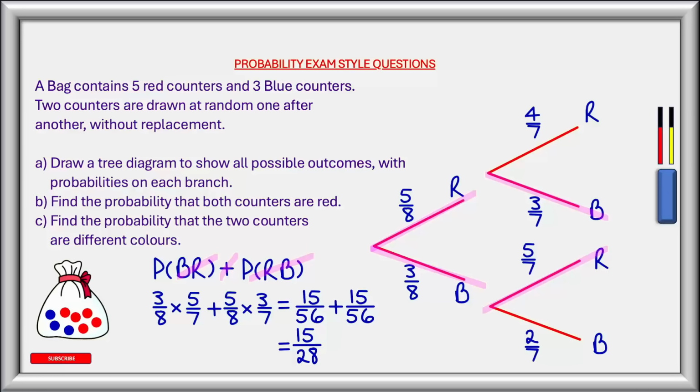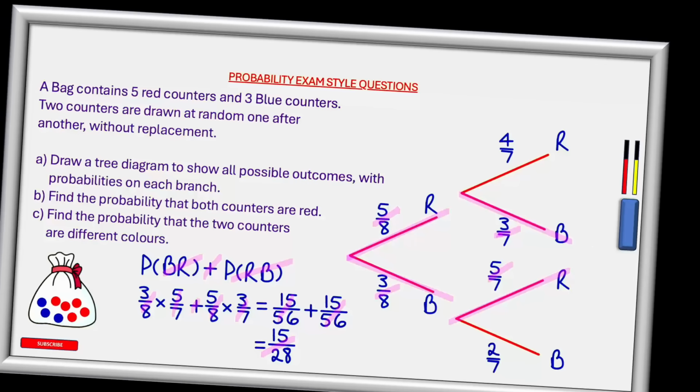So now we can pick these probabilities off the tree diagram. So the probability of blue followed by red is 3/8 multiplied by 5/7. So 3/8 multiplied by 5/7 plus the probability of blue following red is 5/8 and 3/7. So 5/8 multiplied by 3/7. And this gives 15/56 plus 15/56, which gives a total probability of 15/28.